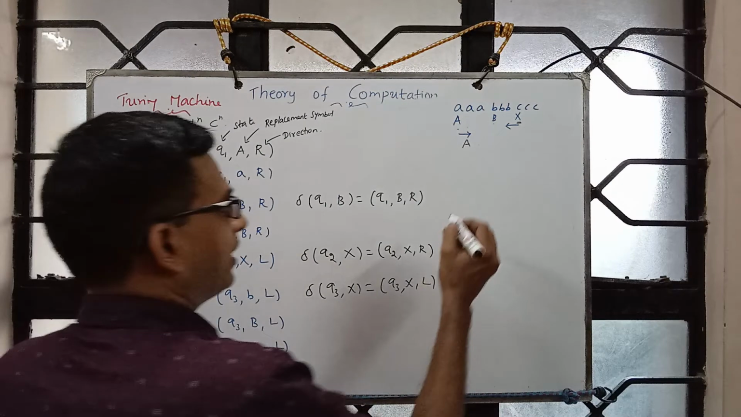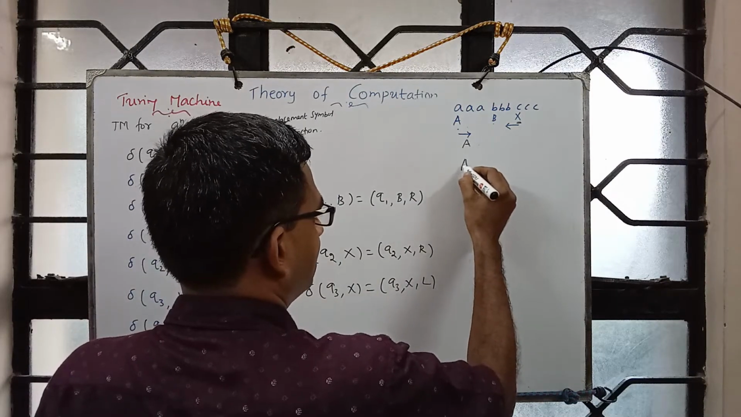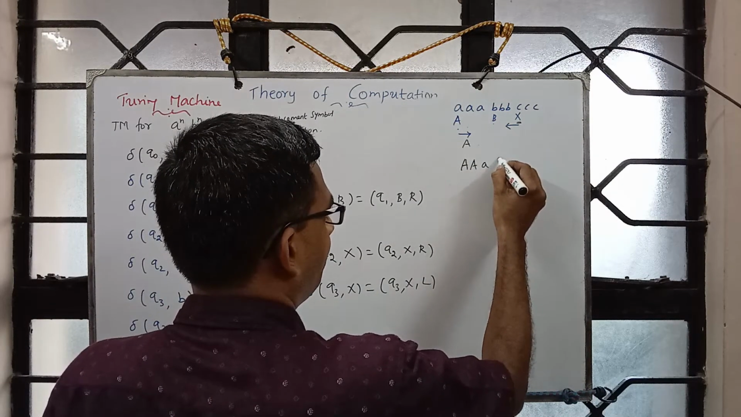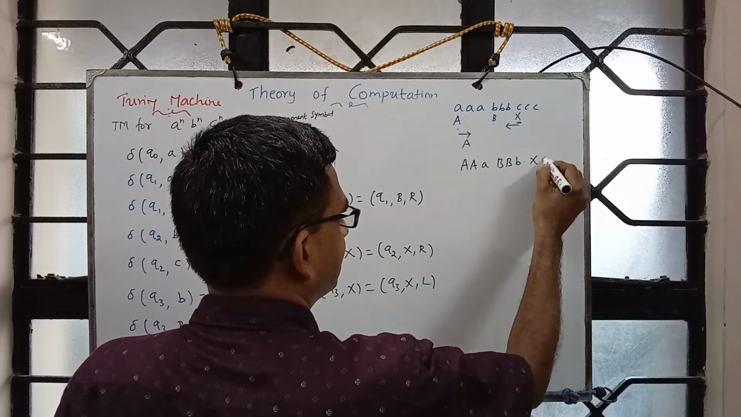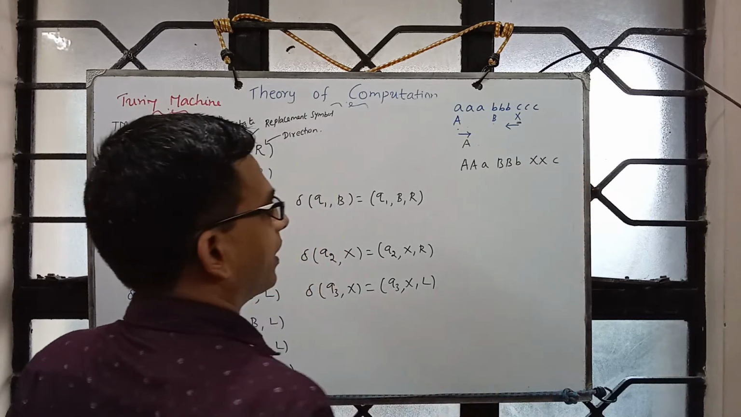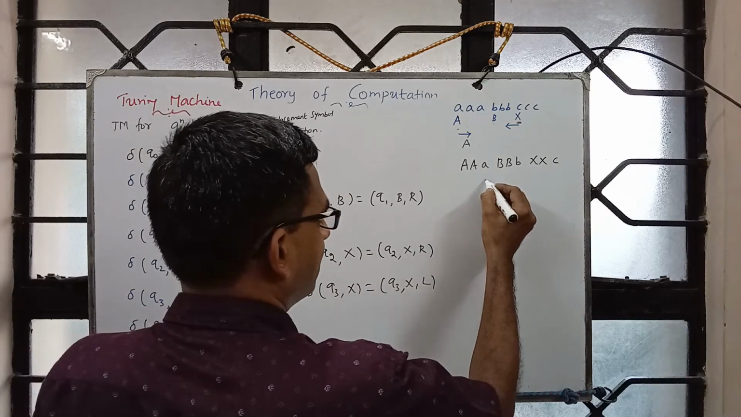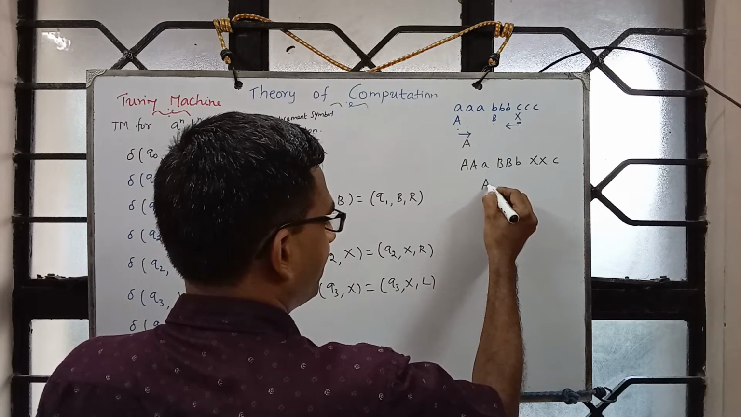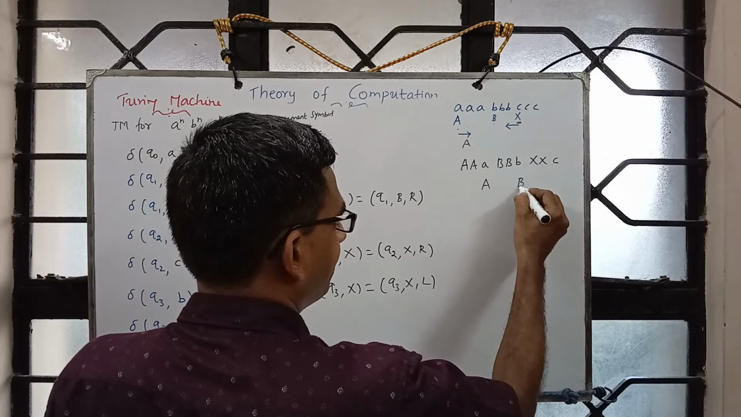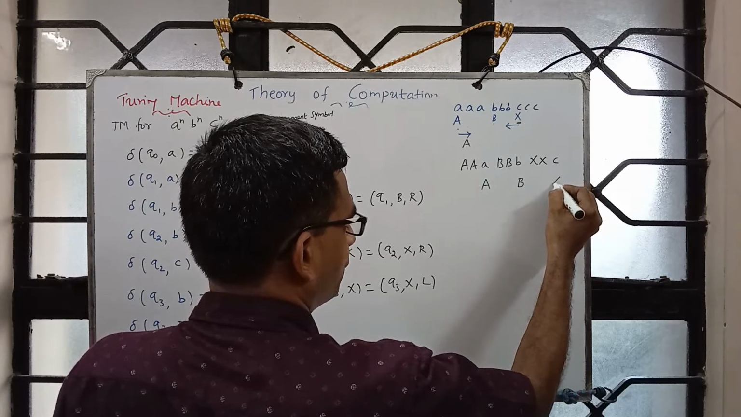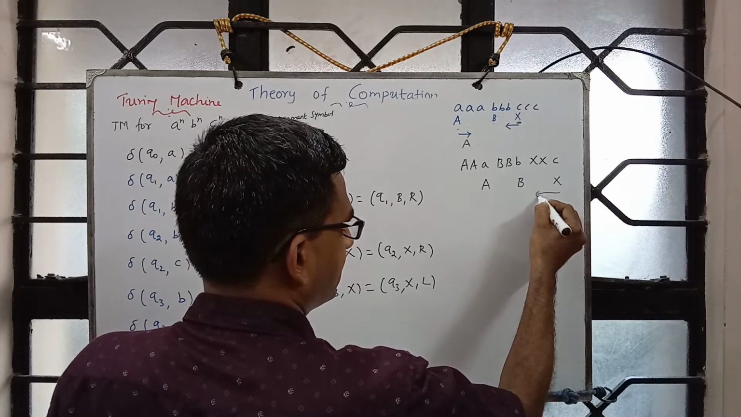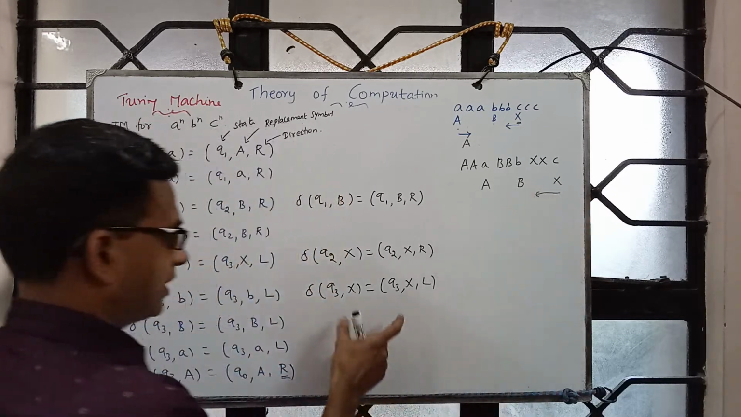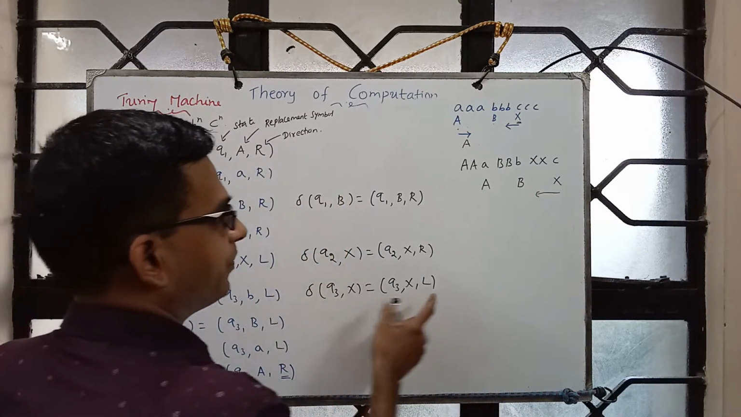So what am I saying? Something like this may be there: A, B, B, then X, C. In the third iteration, you flip this to A, then flip this to B, and flip this to X. Now when you go back, you will have to scan all of this. That's what this one is doing.